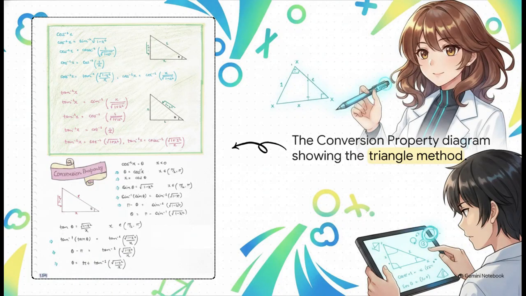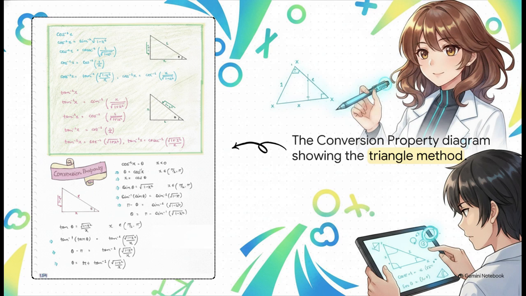This diagram shows the triangle method transforming a cosine inverse into a sine inverse. If theta equals the cosine inverse of x, then the cosine of theta is just x over 1. So on our right triangle, the adjacent side is x and the hypotenuse is 1. Run the Pythagorean theorem, and the opposite side becomes the square root of 1 minus x squared.